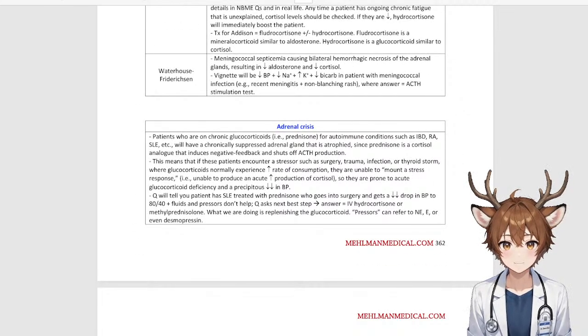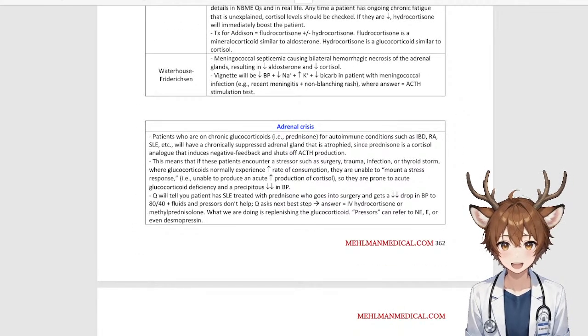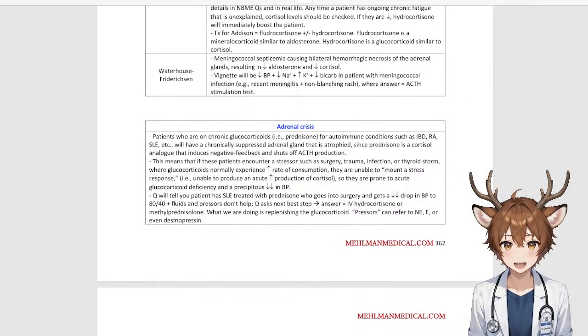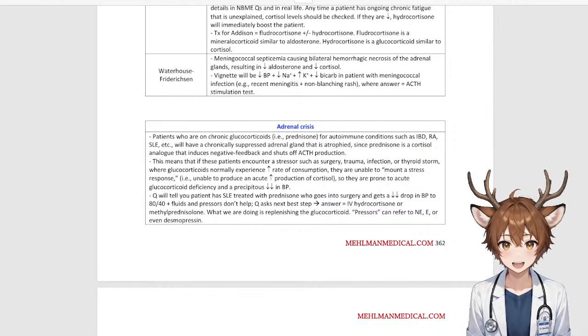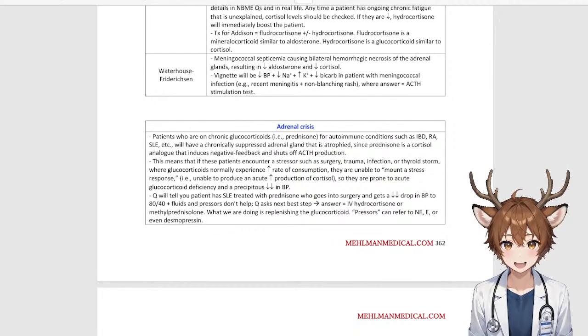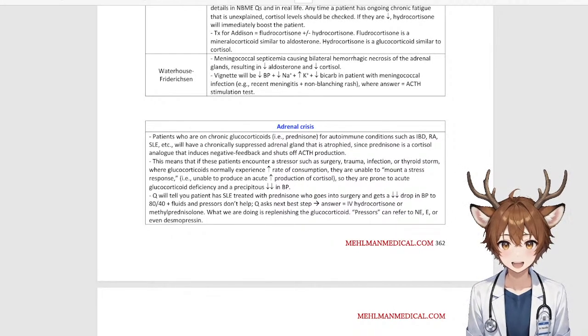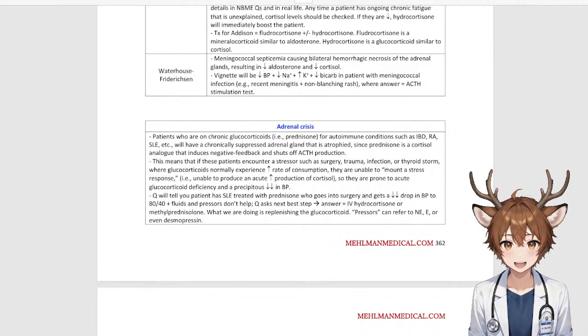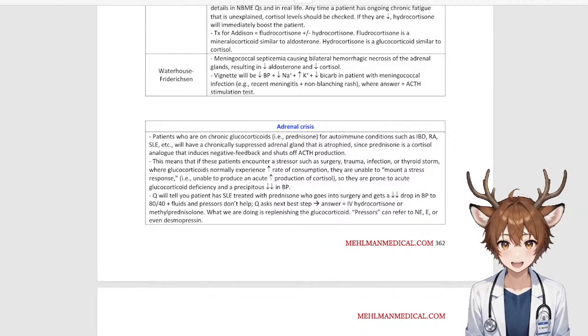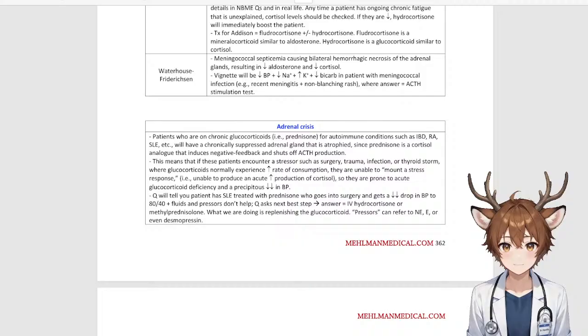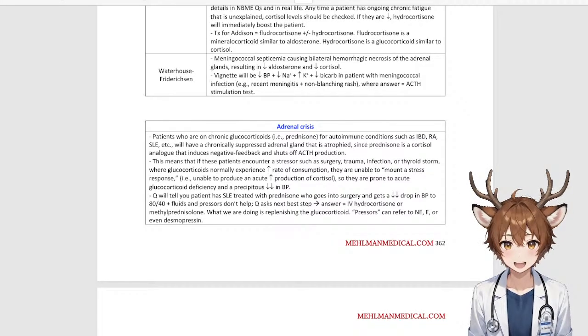Waterhouse-Friderichsen syndrome. Meningococcal septicemia causes bilateral hemorrhagic necrosis of the adrenal glands, resulting in a decline in aldosterone and cortisol. A vignette will be a low BP plus a low sodium plus an elevated potassium plus a low bicarbonate patient with meningococcal infection, for example, meningitis plus non-blanching rash, where the answer would be ACTH stimulation test. So remember that, ACTH stimulation test.